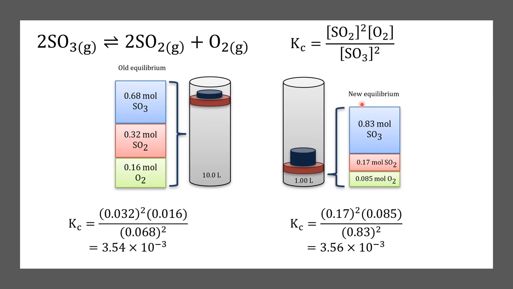At the new equilibrium, we have this amount of substances in a 1 liter container. So this is the concentration. You see the value of K is 3.56 times 10 to the minus 3. Very close, approximately the same K. So when we change the pressure or volume of the system at equilibrium, the equilibrium shifts, the new equilibrium has a different composition of substances, but K remains the same.